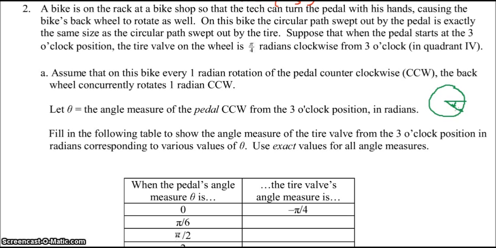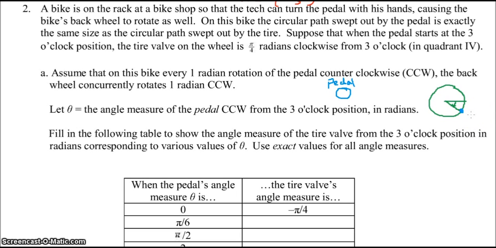Assume that on this bike, for every 1 radian rotation of the pedal counterclockwise, the back wheel concurrently rotates 1 radian counterclockwise. So if we have our circle for the pedal right here and it rotates 1 radian, then this tire rotates 1 radian as well. And here's our tire valve.